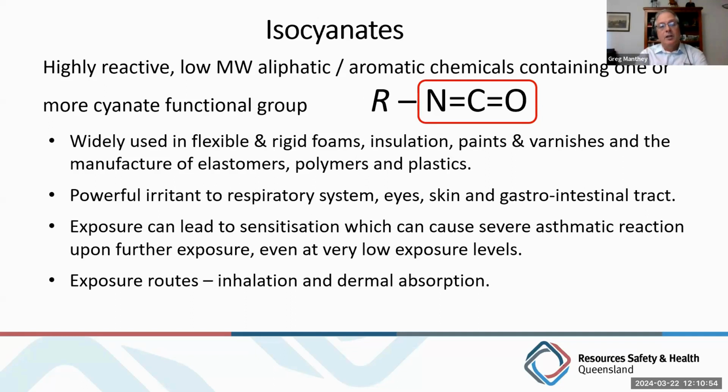Isocyanates are a low molecular weight group of organic chemicals that are highly reactive due to the presence of one or more cyanate functional groups. That's this NCO, nitrogen, carbon, oxygen group here on the screen. They're widely used in manufacture of plastics and polymers, paints, rigid and flexible foams, insulation material. They're quite widely used in industry.